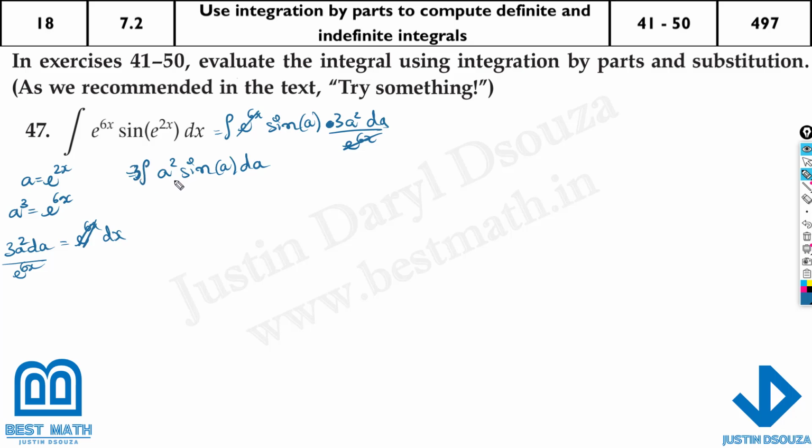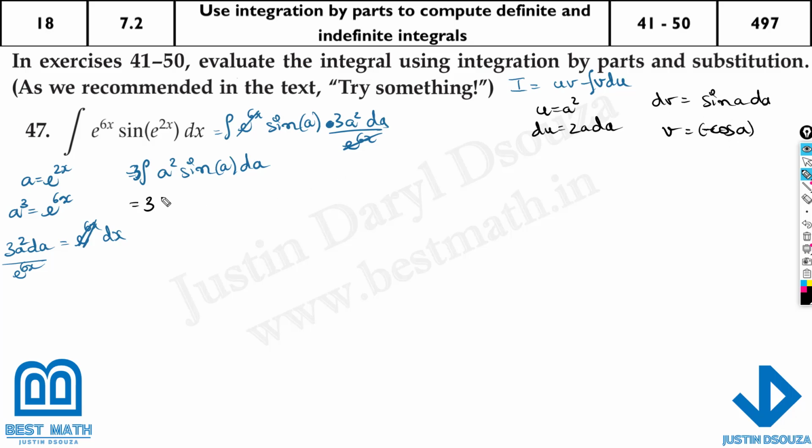And now whenever you see such things, let's assume over here, and I'll write it down. The formula is I is equal to uv minus integral v du. Now I'm going to change the color. Why? Because we are to assume for this. What assumption do we take? u should be a squared itself, and du is equal to 2a dA. What about dv? dv is equal to the remaining thing, that is sine a dA, and we get v is equal to minus cosine a.